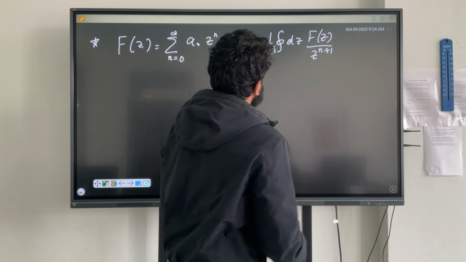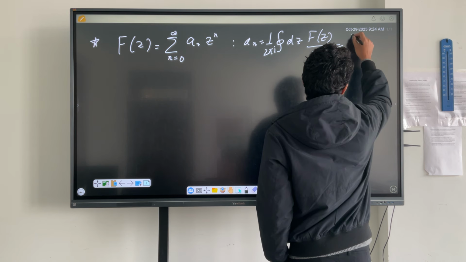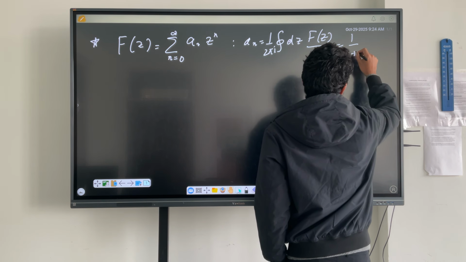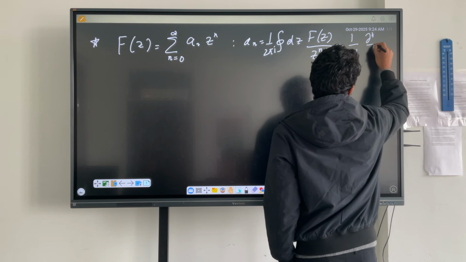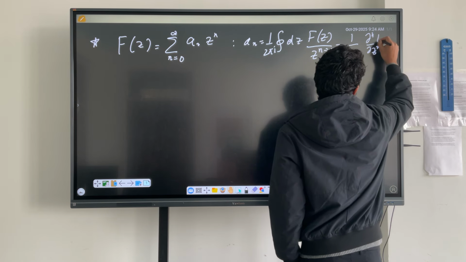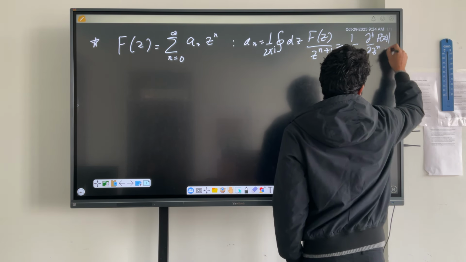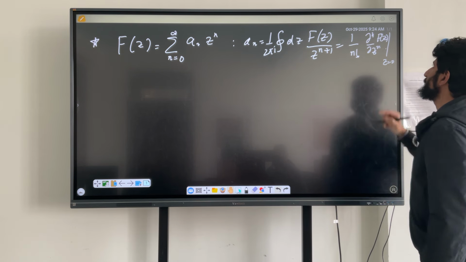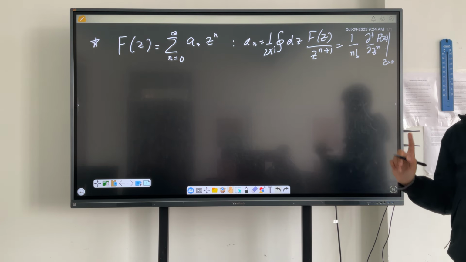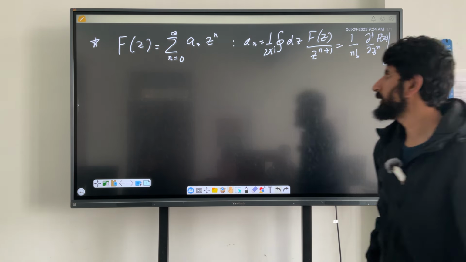Excellent. But there was another formula, right, which was 1 divided by n factorial times the nth derivative of f of z, calculated where? Where do you calculate this? At z equal to 0. Right? So this was if the function was analytic.